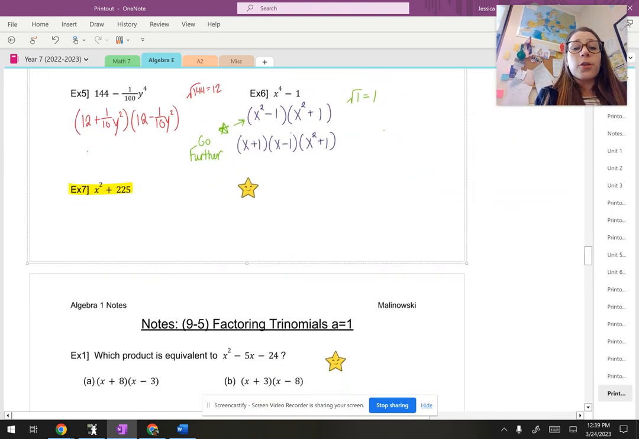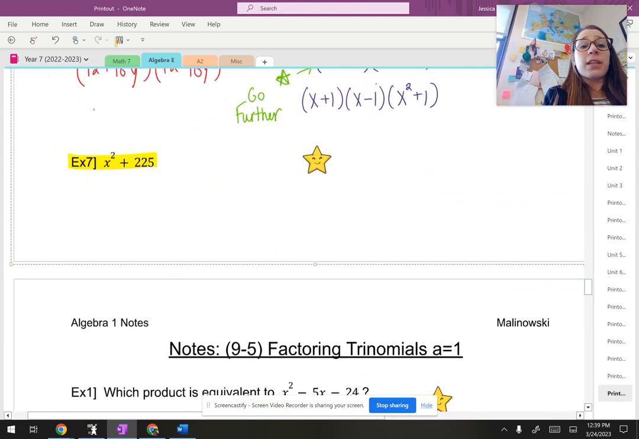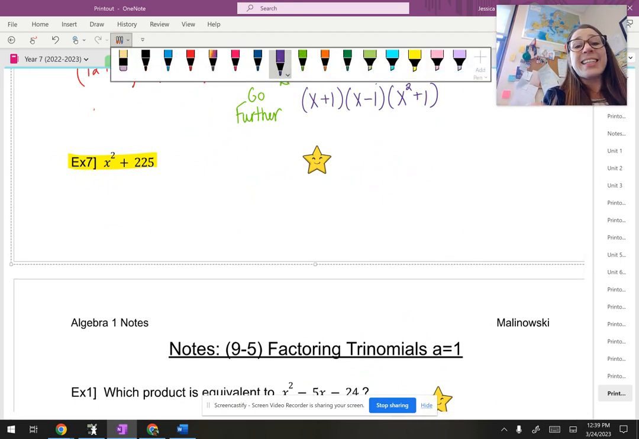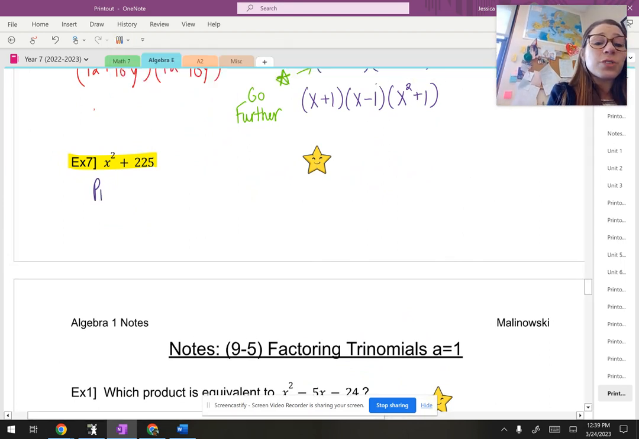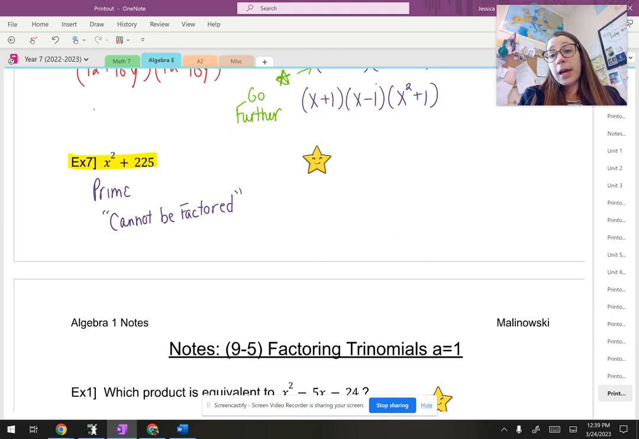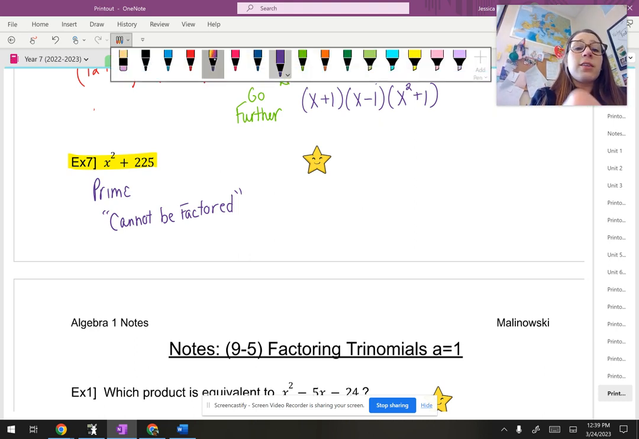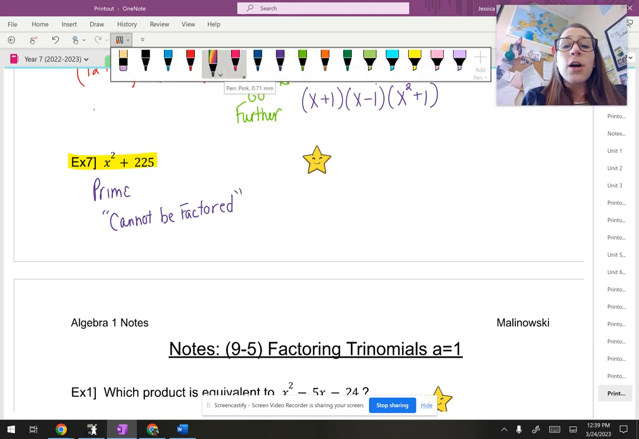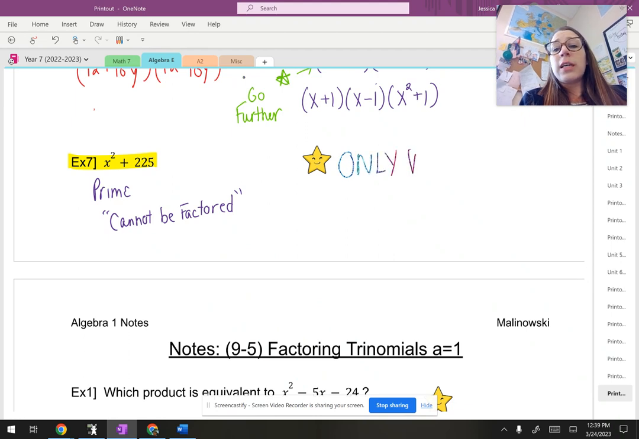Example 7 has an addition sign and it is not subtraction. So, therefore, if you have something like this binomial, and it's being added, not subtracted, this can actually not be factored and is called a prime expression. Cannot be factored. There is nothing that you can split that up into besides times 1 to get x squared plus 225. And that leads us to the big star right here, which tells us that this only works with subtraction.